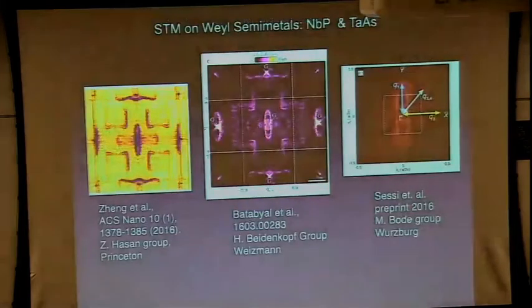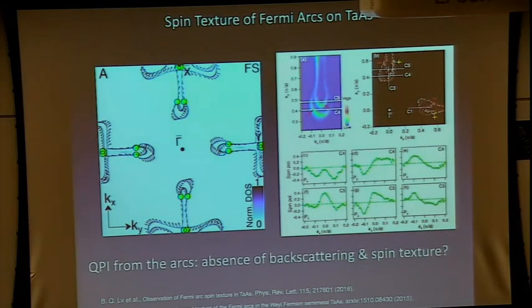Okay, so now our job is to ask the question: what happens when you look at these electrons with the STM? And as I told you, the question we are most interested in is whether there is something special that happens when the electrons scatter and go near these Weyl points.